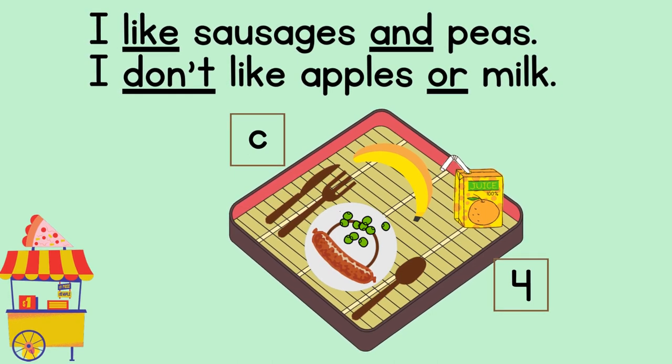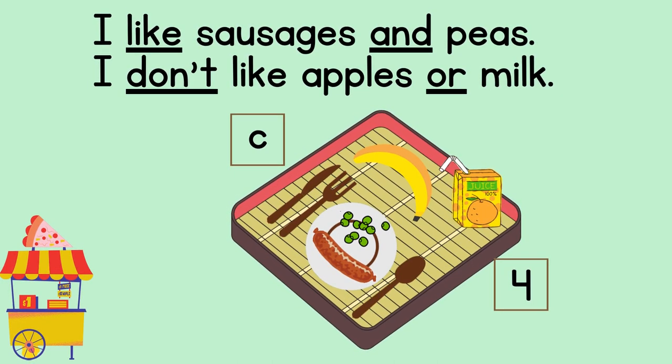Let's read the sentences one more time. I like sausages and peas. I don't like apples or milk. The answer is set C for four.